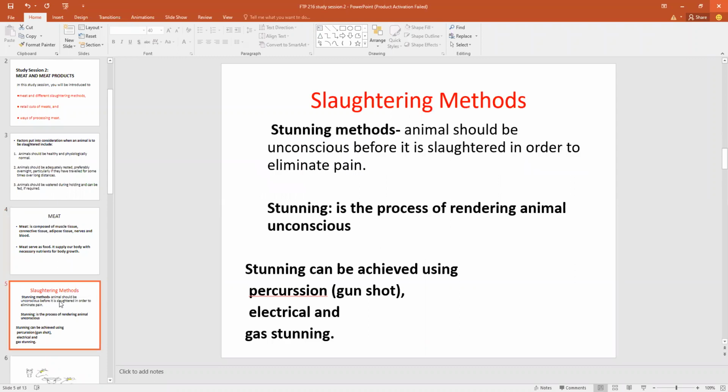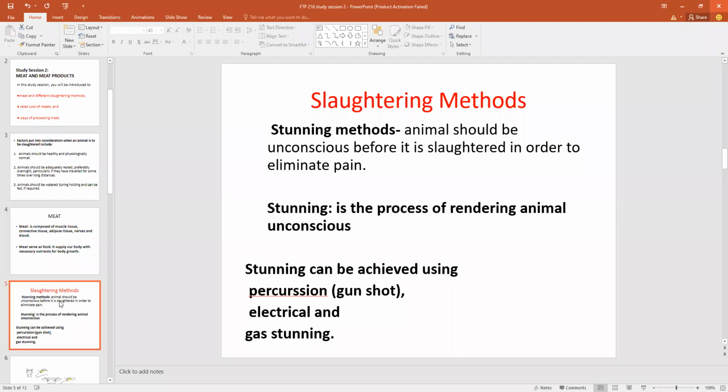Methods for slaughtering of meat. In industry, scientifically, the main method that we normally use is the stunning method. For slaughtering, we use the stunning method. What do you understand by stunning? Stunning is a process of rendering an animal unconscious. The animal should be unconscious before it's slaughtered in order to eliminate pain. When you subject an animal to chemical, electrical, or gas stunning, you allow them not to feel pain while you are slaughtering them. So that's the essence of stunning.